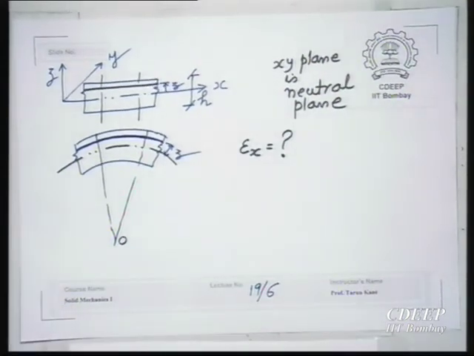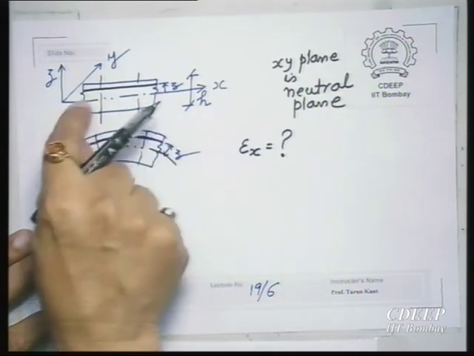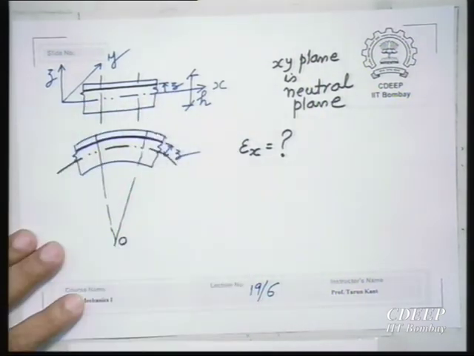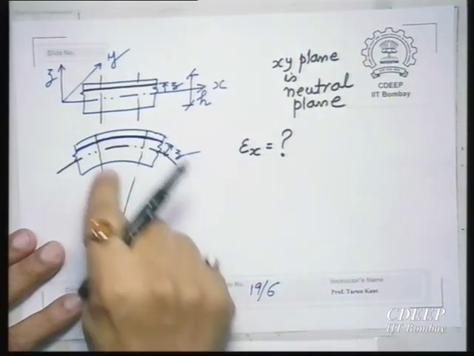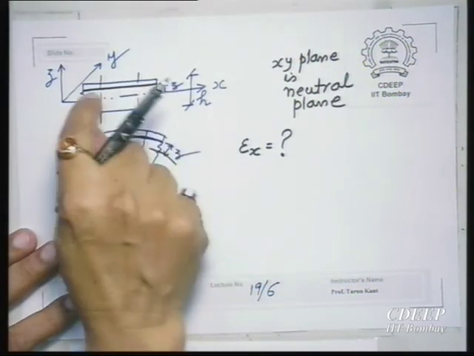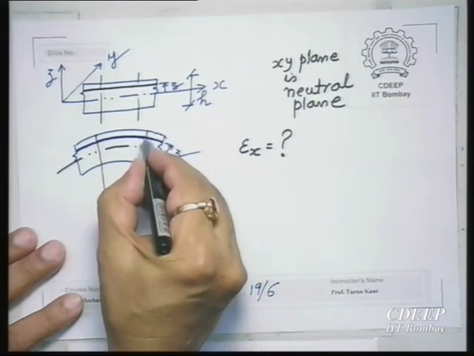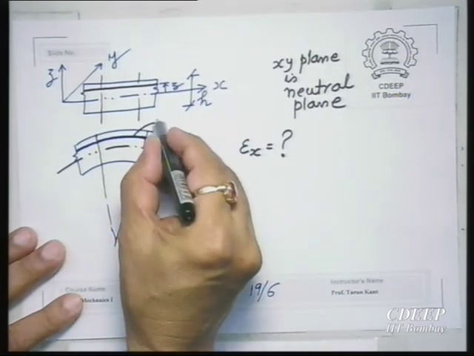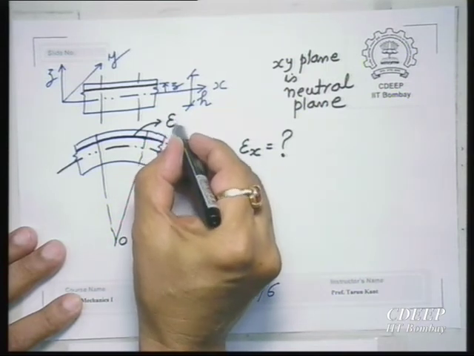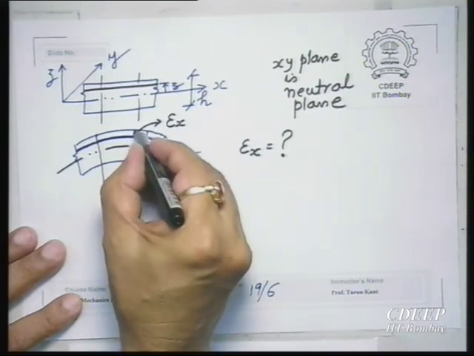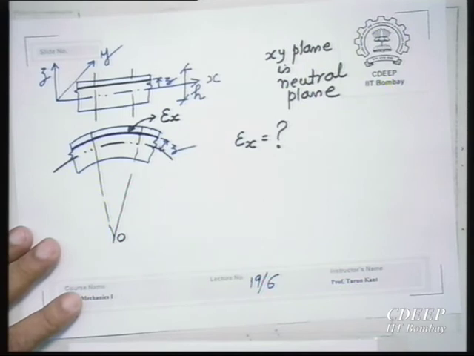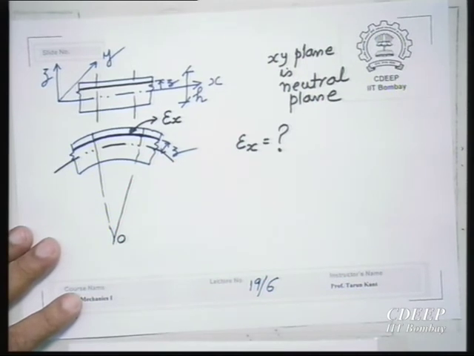So I want to now define what epsilon x is. After all, this neutral axis will not undergo any change in length, so there is zero strain. This one I have taken at a distance z, so this fiber has got stretched. I want to find out the strain in this fiber, epsilon x. So how will I get epsilon x?